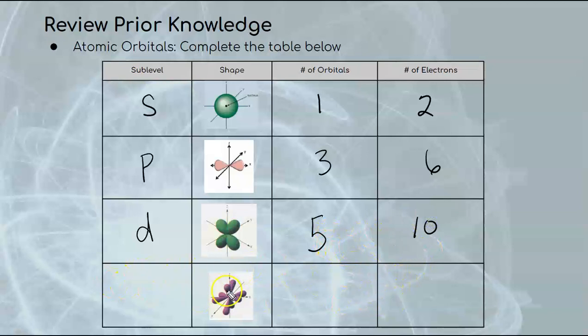And the last row is kind of a weird, funny shape. That's going to be the F sublevel. There can be 7 orbitals on the F sublevel with a total of 14 electrons. So this table is very important when it comes to electron configurations, because we're actually going to pinpoint exactly where an electron is in an atom, whether it's on the S, P, D, or F sublevel, and on which orbital it is within the sublevel.